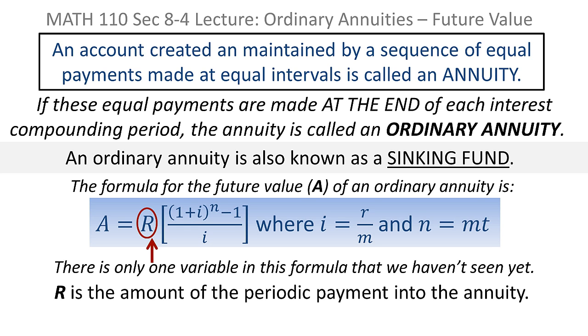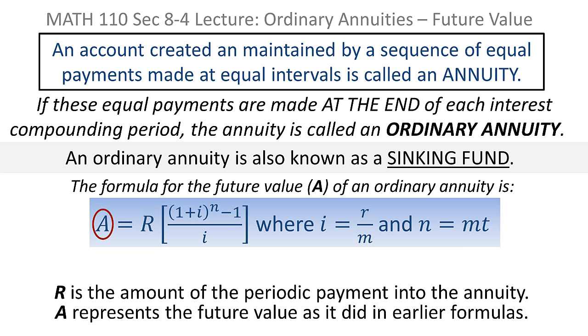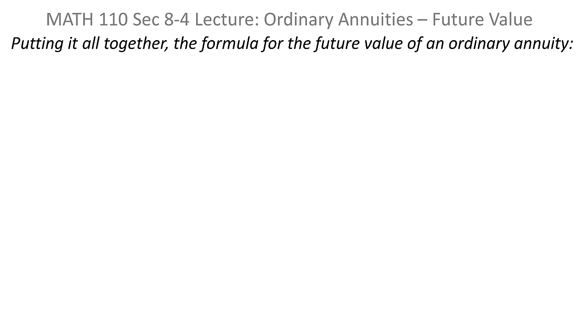So capital R stands for the amount we put in every period, whether it's every month or every quarter or however the period runs. So that's the only new letter. So you have a new formula, but all the variables are things you've seen before except for the capital R. And of course, as I said, the capital A is the future value, just like it was in other formulas.